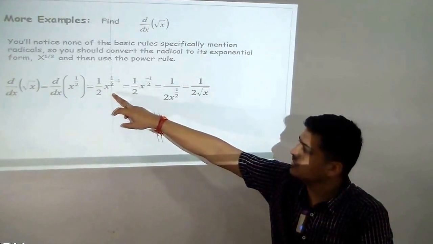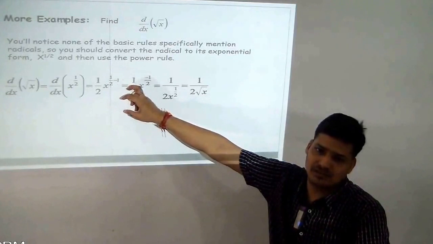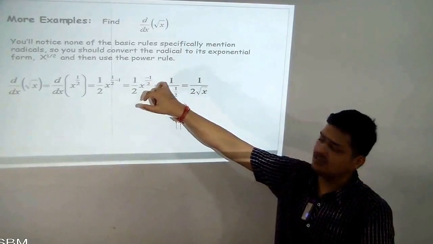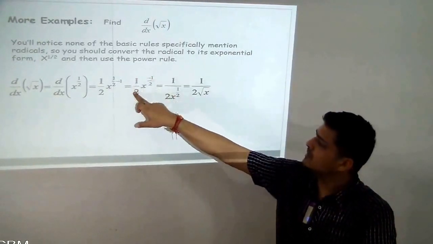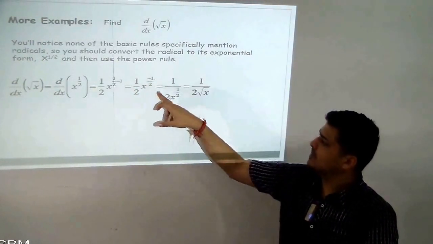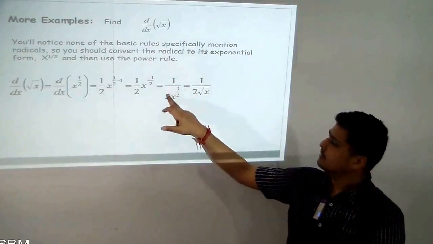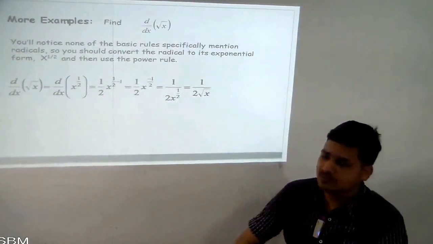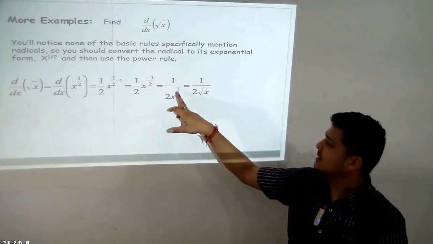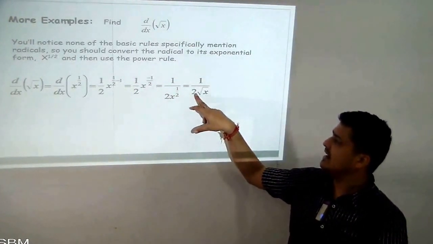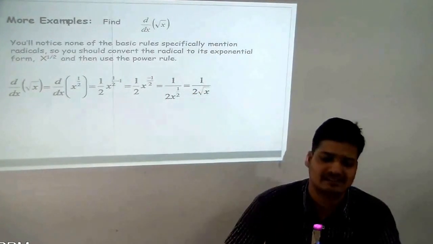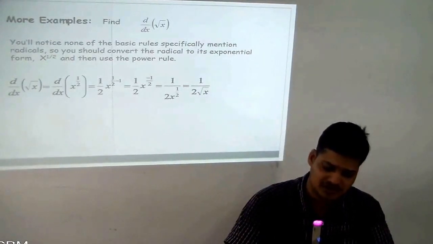1 by 2 will come over here, so it becomes x to the power 1 by 2 minus 1, which is nothing but 1 by 2 x to the power minus 1 by 2. You can find over here 1 by 2 x to the power minus 1 by 2. Because the power is negative, when it comes to the denominator, it becomes x to the power plus 1 by 2. So we can write it as 1 upon 2 root x, because x to the power 1 by 2 is nothing but root x. So 1 upon 2 root x. This is the way we can solve these questions.